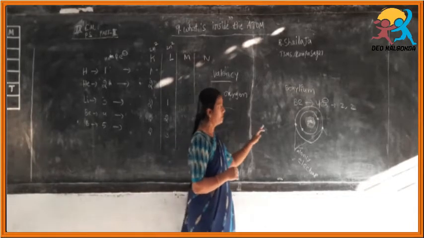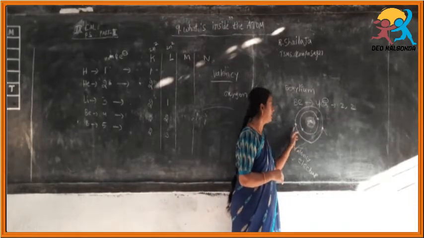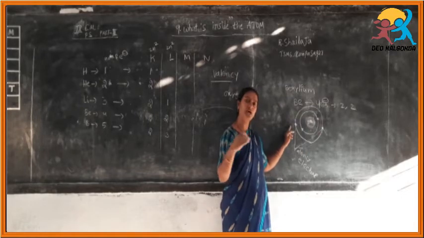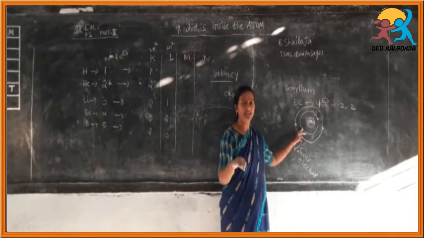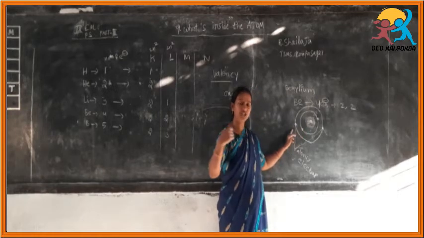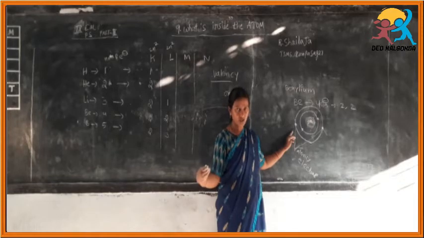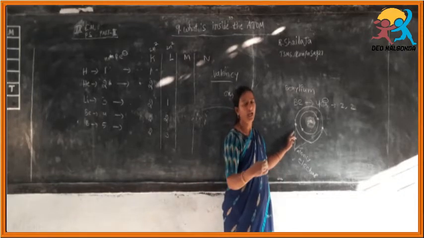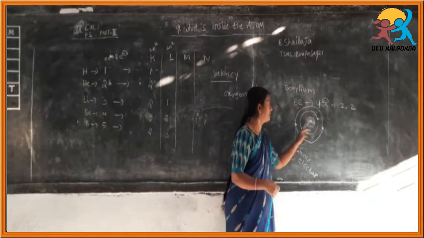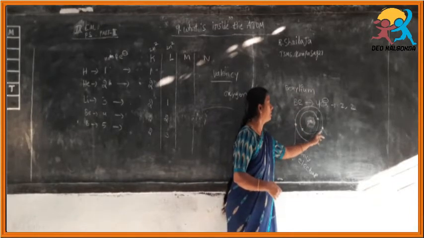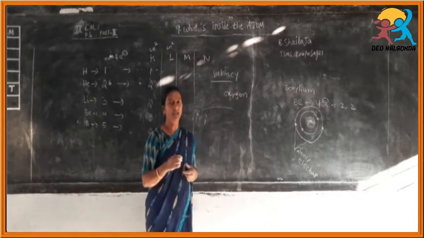Only the outermost shell electrons may be lost or gained. In the inner shells it is not possible; only in the outer shell can we remove or add electrons. So in this outermost shell only two electrons are there. These 2 electrons we call valency electrons.